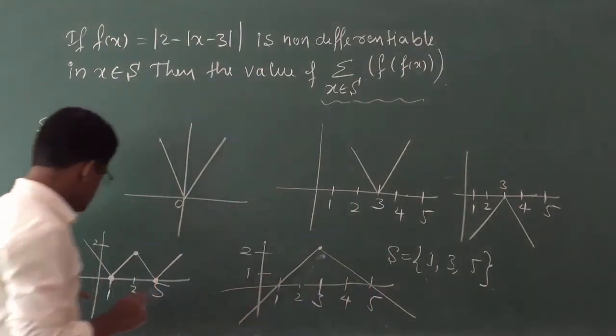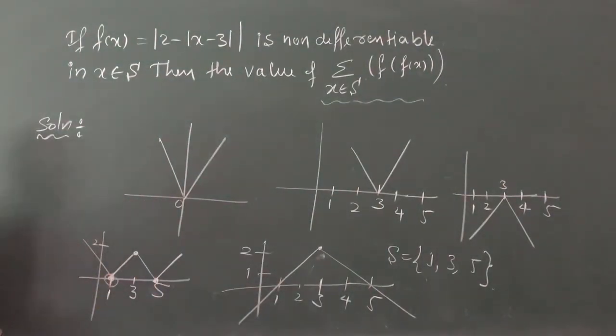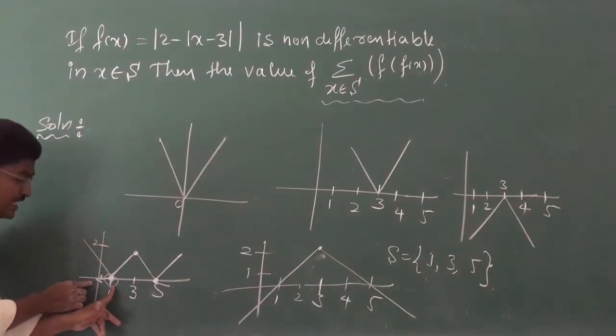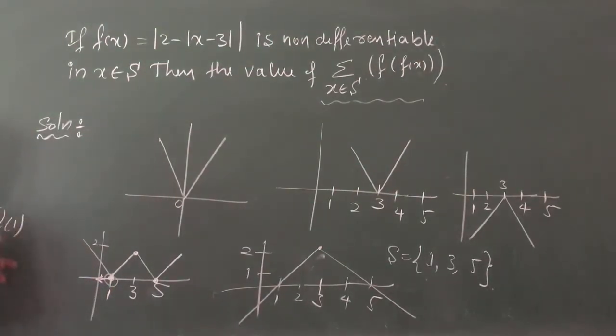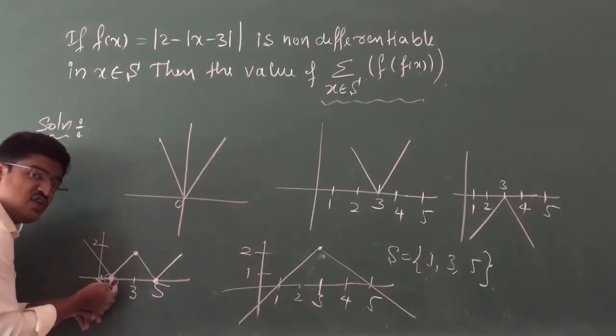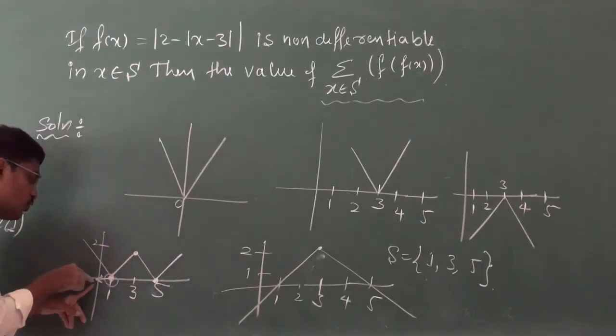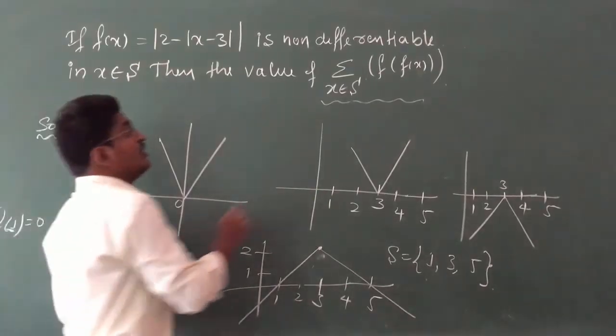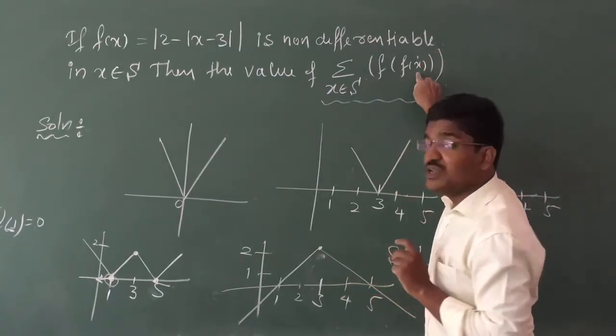See here, f of 1 is 0. At 1, 0. Clear? X is 1. You have to calculate f of 1. f of 1 will be on the y-axis and this will be on the x-axis. If I calculate f of 1, 1 is on the x-axis, f of 1 is on the y-axis, that is 0. Clear? So f of 1 is equal to 0. If I put here 1, f of 1 will be 0.